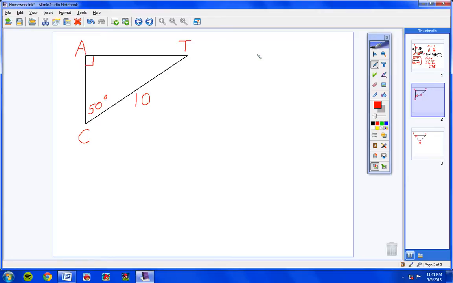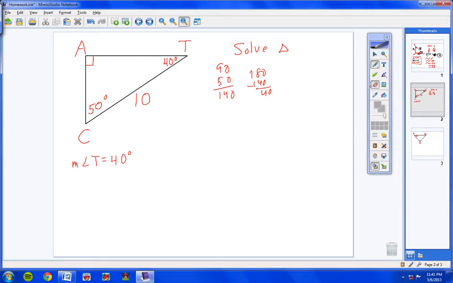Okay, we are going to solve this triangle. I'm going to go pretty fast now. We've done quite a few of these, so here we go. We're missing angle T, so we have 90 and 50. 90 plus 50 is 140. If you take 180 and subtract 140, you'll get 40. So this angle right here is 40 degrees. So the measure of angle T equals 40.